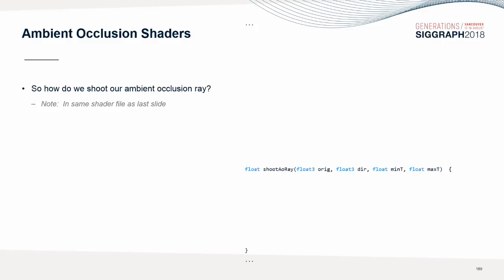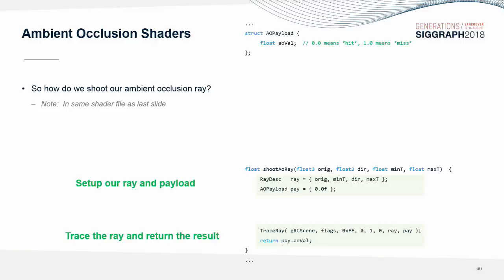So how do we shoot our AO ray? Well, it's actually very simple. And note, this code will be in the same shader file as what was on the last slide. In the shoot AO ray function, I'm going to set up my ray description. That's the origin, min t, direction, and max t. And those are just taken from the parameters to the shoot AO ray function. I'm going to create a payload, trace the ray, and return that payload from this.